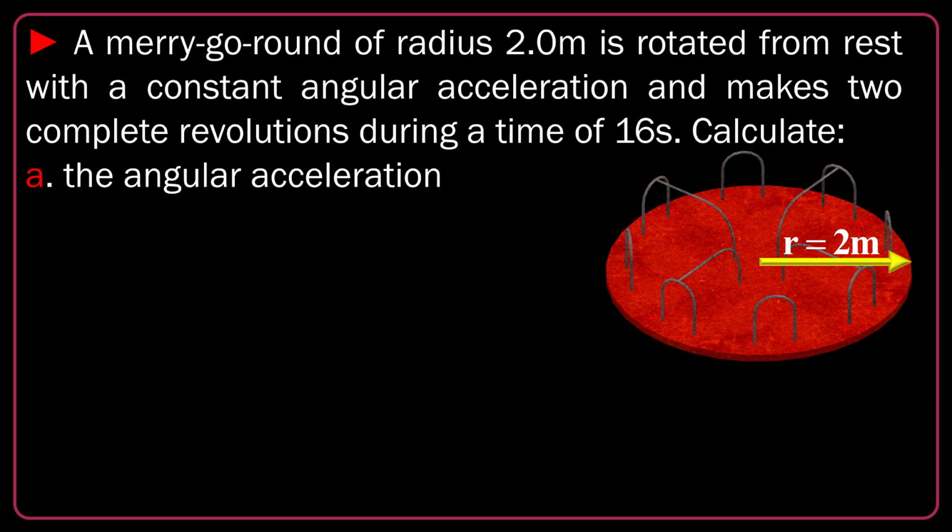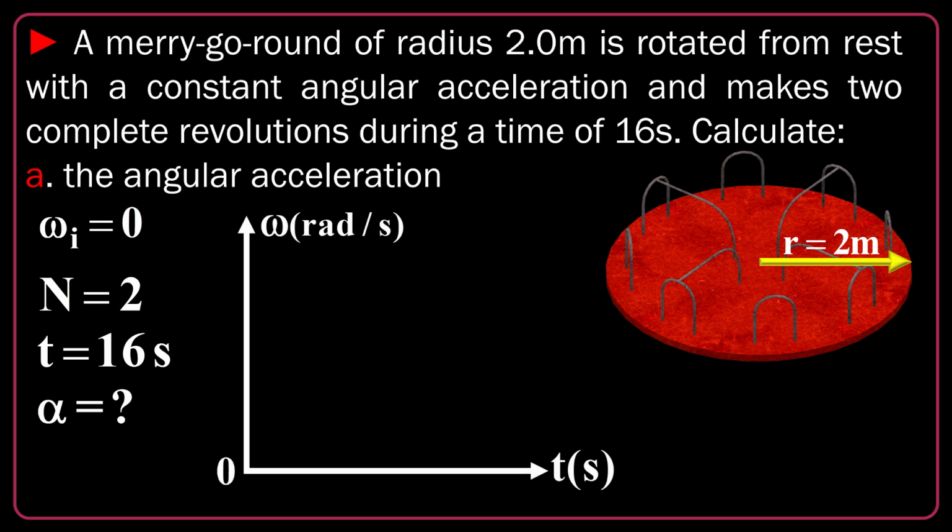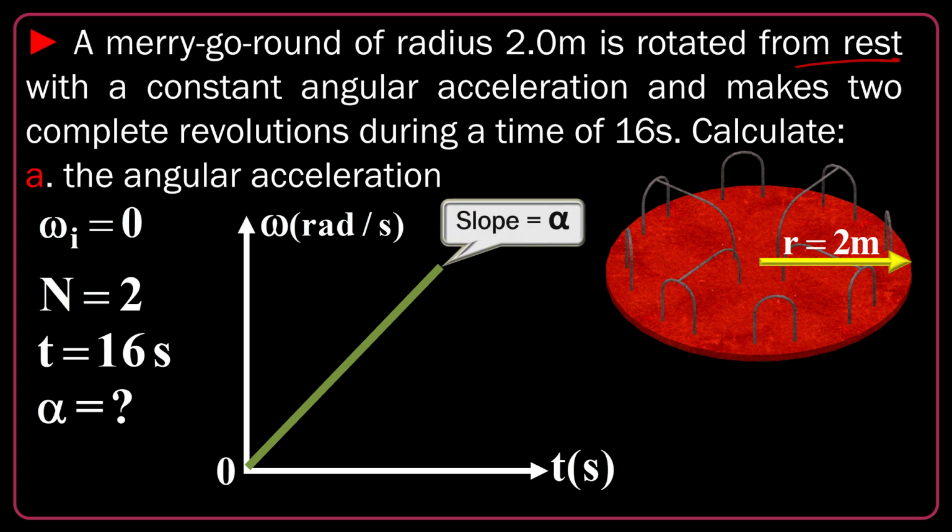Okay, part A, angular acceleration. Good. Let's again start from scratch. The graph of omega versus t. How? It's very easy. Omega starts from 0, because it starts from rest, and it will rise up to something, and the total time is 16 seconds, okay?